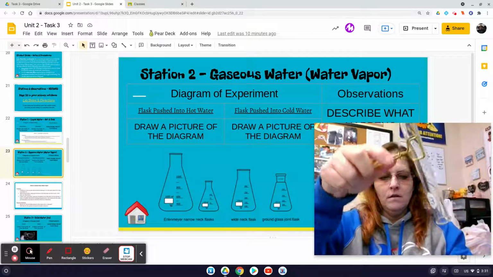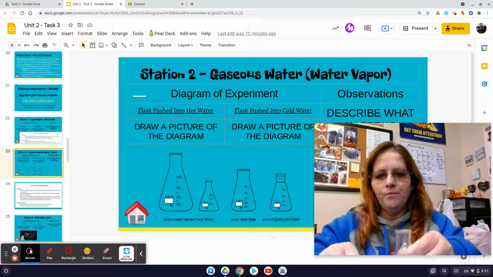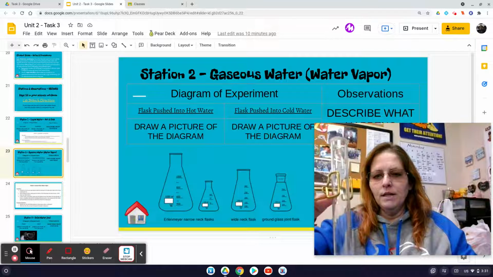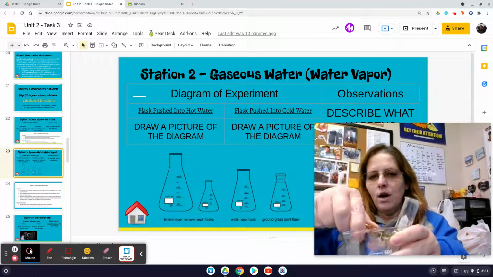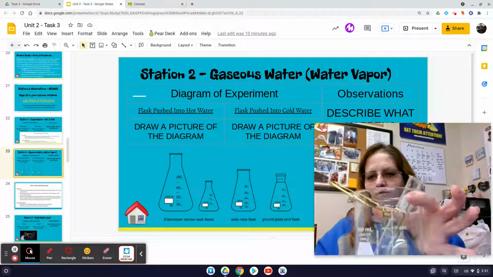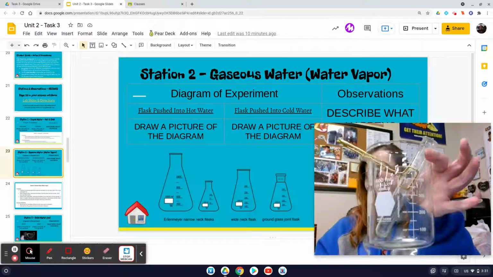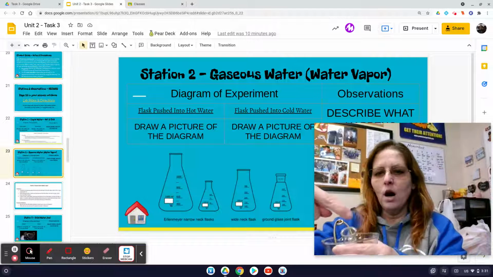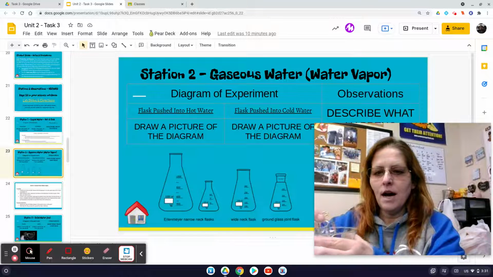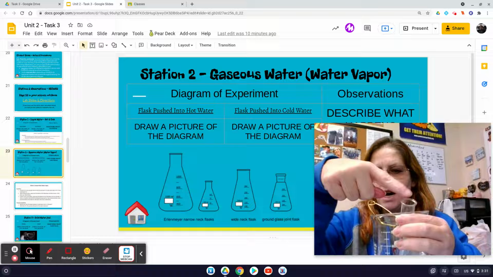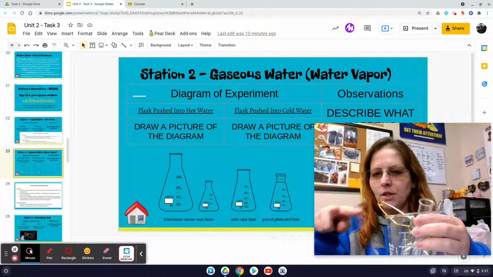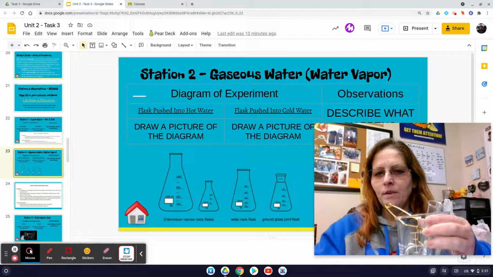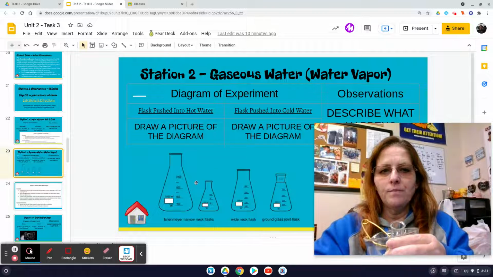Then what you're going to do is put this in the bubbling water. Just leave it like that. Okay, that's going to be bubbling, boiling water. And then you need to watch the top. Watch the top. See what happens. Then you're going to draw a picture.